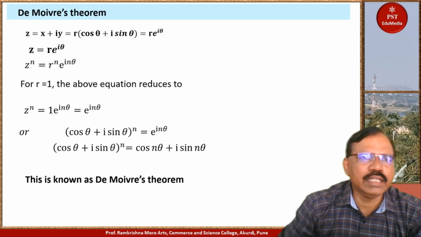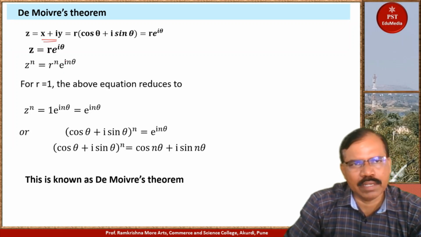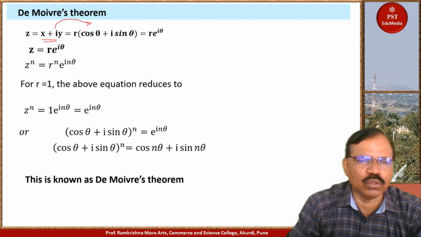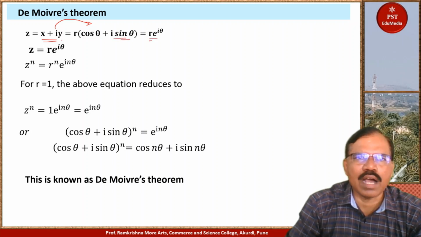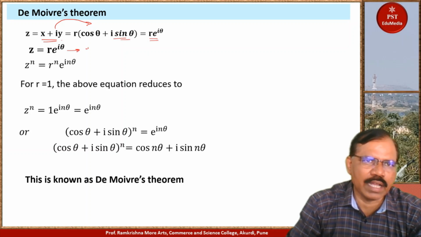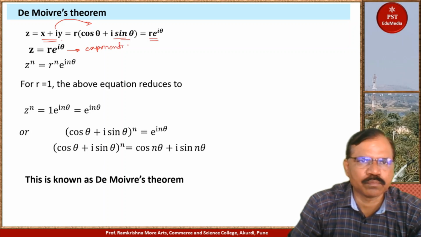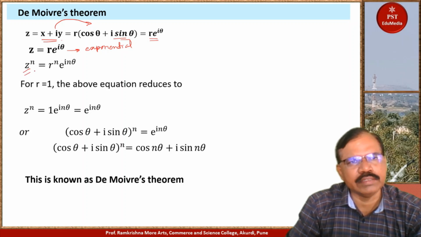Now we have z is equal to x plus iy. Suppose this is a complex number. We can convert that complex number into polar form, that is r (cos theta plus i sin theta), which is equal to r e raised to i theta. Where z is equal to r e raised to i theta, it is called the exponential form of the complex number.